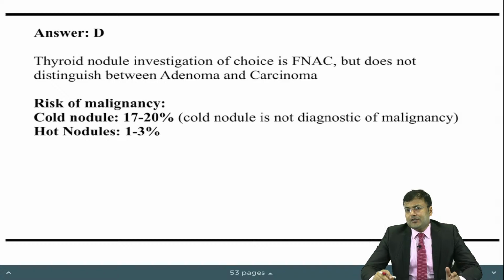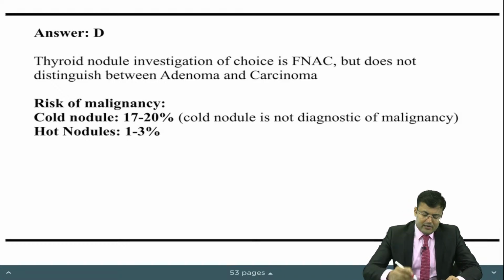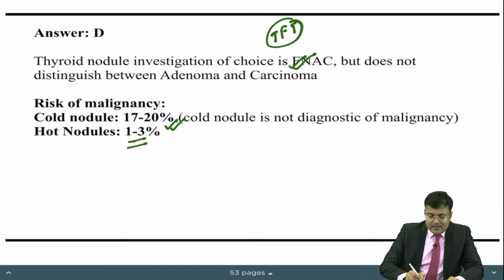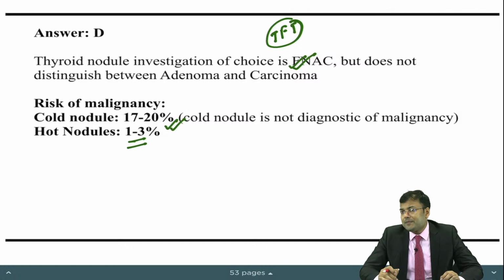So generally, see, there are 2 questions. Suppose there is a thyroid nodule. What is the first investigation done? The first investigation done is thyroid function test, and the investigation of choice is FNAC. Now if there is a cold nodule, how much is the risk of malignancy? In the cold nodule, risk of malignancy is 17 to 20%, and how much is the risk of malignancy in a hot nodule? 1 to 3%. Got it? So cold nodule is not diagnostic of malignancy. That was the incorrect option.